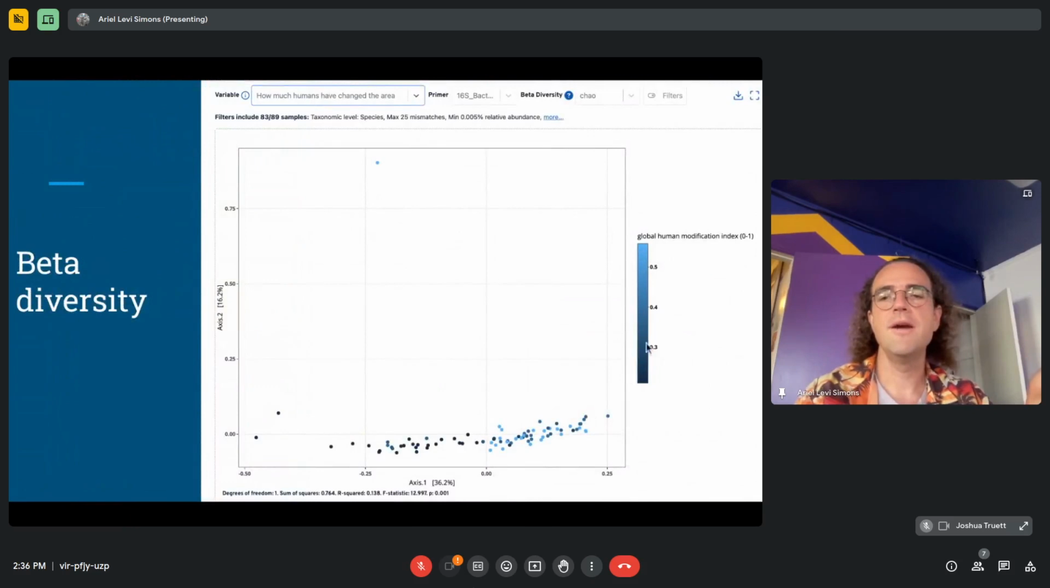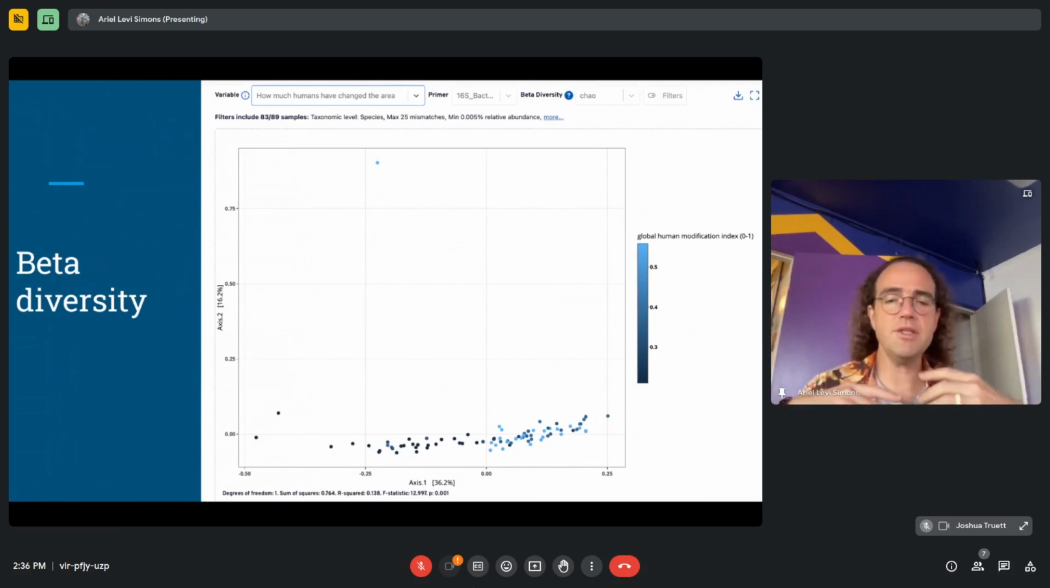So this is beta diversity, looking at bacterial diversity in the LA River. This is axis 1, axis 2. This is saying how much it varies against the global human modification index, where 1 is completely modified and 0 is untouched. That color codes the points there. And this is a very large cloud. This is the 2-dimensional shadow of it.